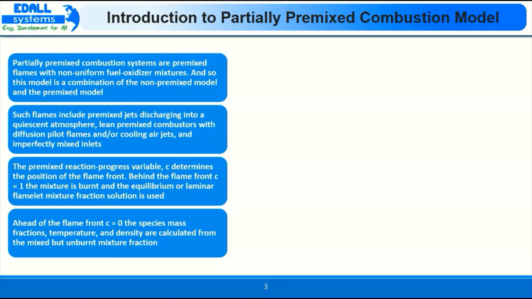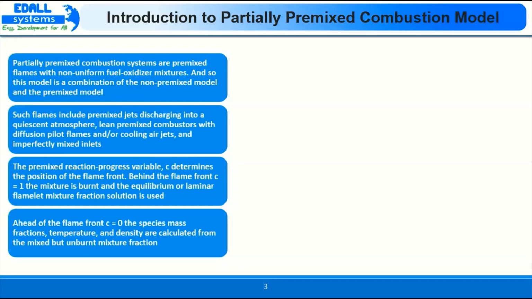So till now we have discussed premixed combustion and non-premixed combustion and how these two combustions vary. Partially premixed combustion is a combination of both premixed and non-premixed systems, because these systems are premixed flames with non-uniform fuel oxidizer mixtures, and so this model is also a combination of the non-premixed and premixed combustion models.